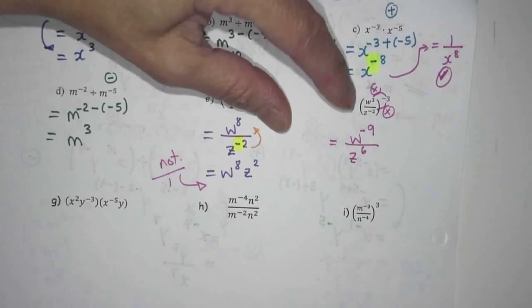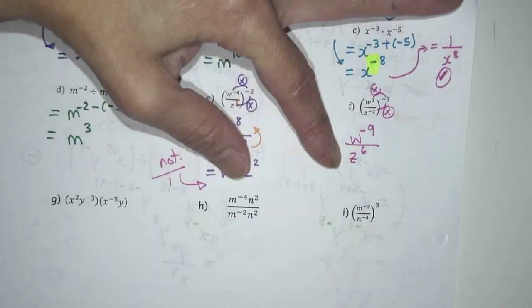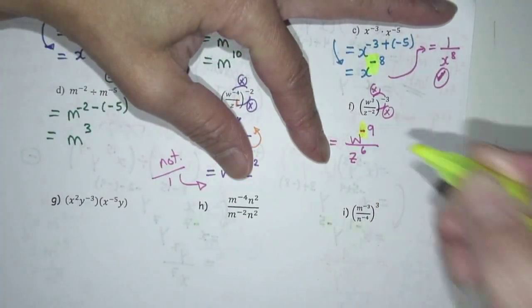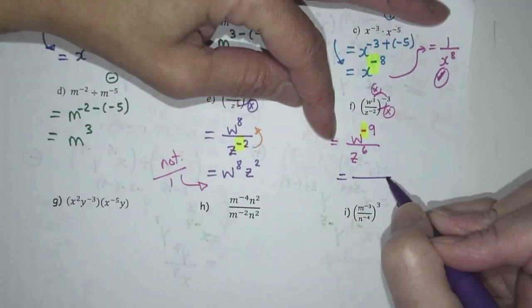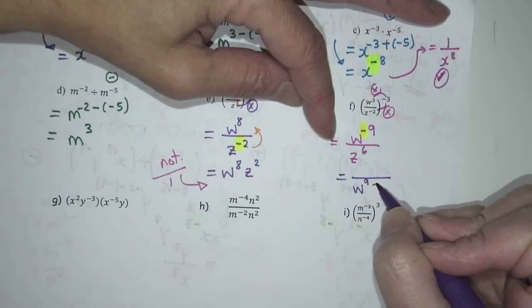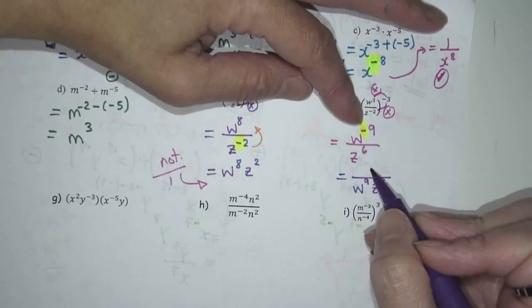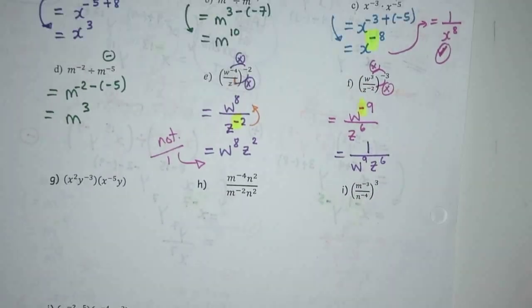Okay, then there's nothing else to simplify, there's nothing else to do, but I can fix that negative. So the negative means it's going to head down to the denominator, so w to the 9 and z to the 6. And what's left in the numerator? Just a 1.